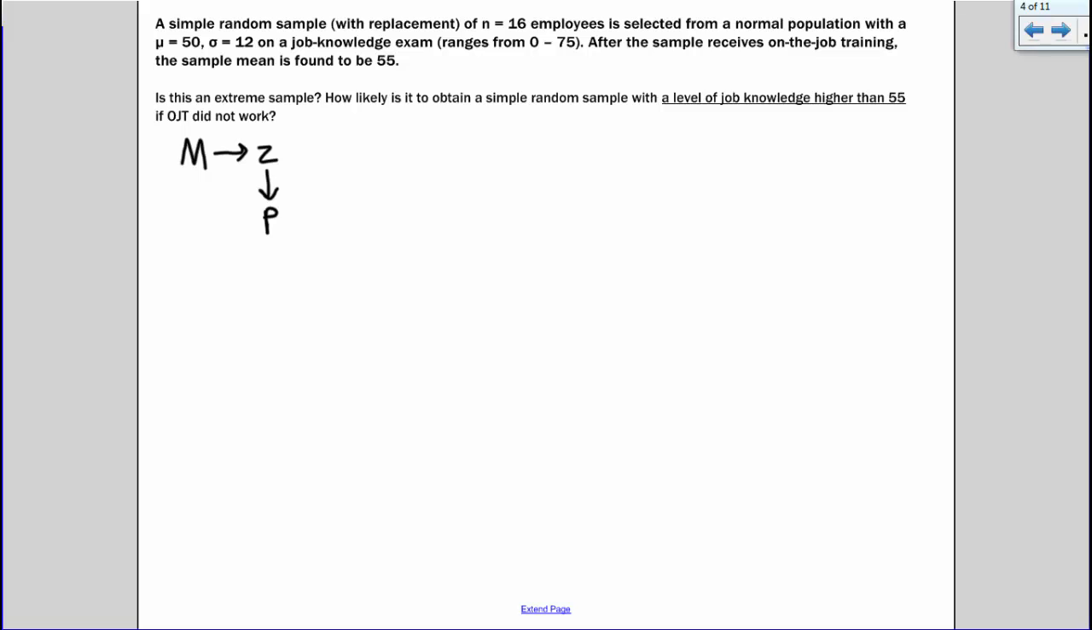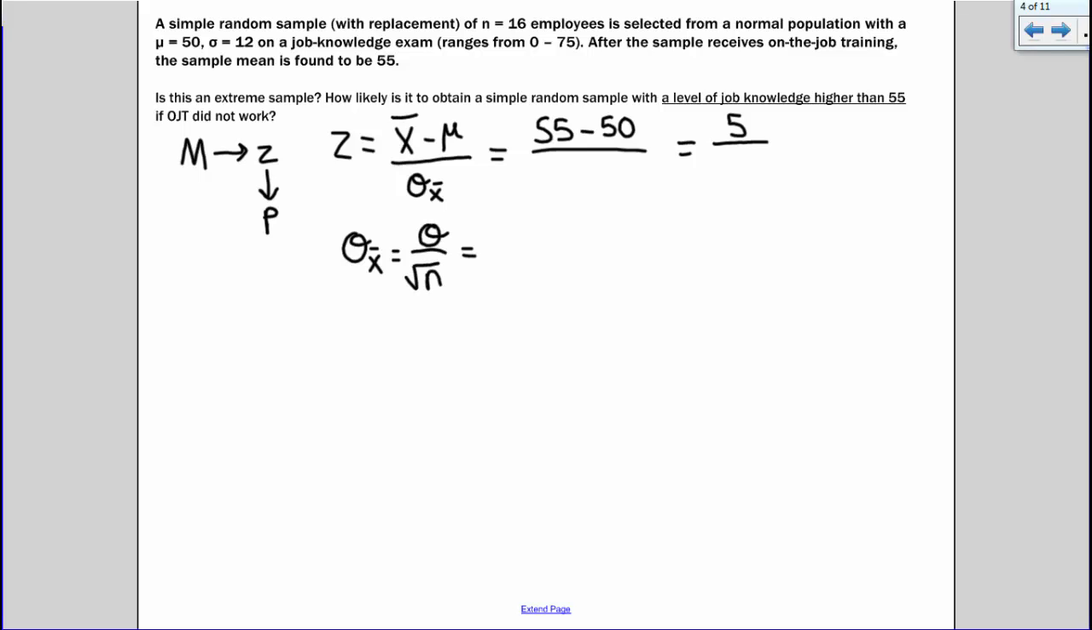So the first step in this is finding the z-score. And z is equal to the sample mean minus the population mean divided by the standard error. Well, I know my sample mean is 55, and I know my population mean is 50, but I don't yet know the standard error. So I know that I'm observing a 5-point difference between my sample and my population, but I don't really know how much of a difference I would expect to see just due to random chance, even if on-the-job training had no effect on job knowledge. So it's time to find the standard error.